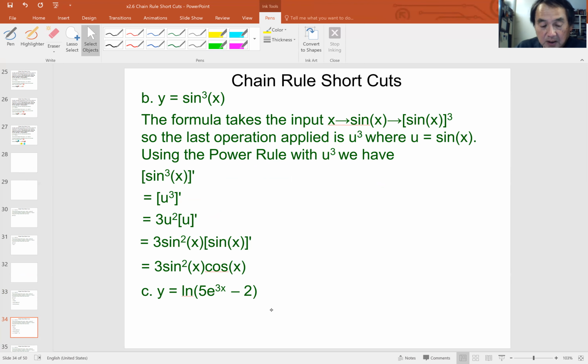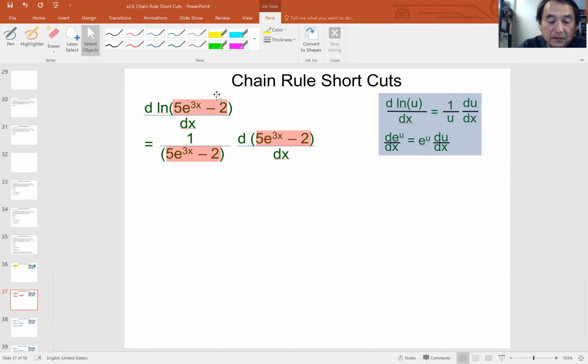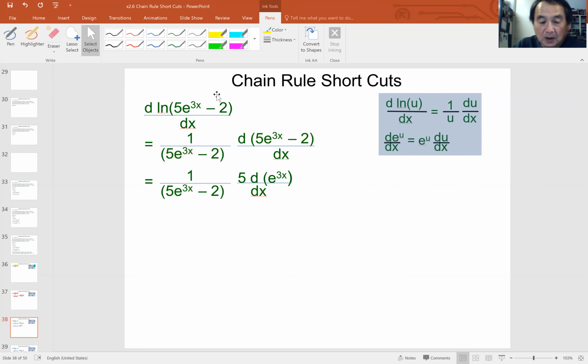Here's an example of log. The derivative of log of u is 1 over u, and then times the derivative of u, wherever the u is. So in this case, the u is played by that. So I take 1 over this u. Now I have to take the derivative of the u.